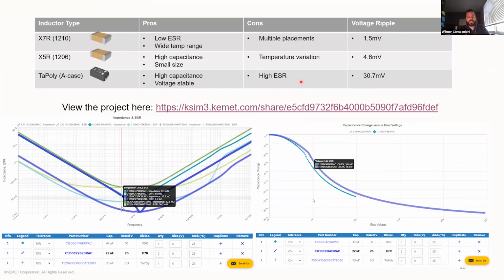Going back to KSIM again, we have several different plot types available, including impedance and ESR that you can see here, as well as capacitance and inductance. When you switch to that capacitance and inductance plot, you can see the estimated amount of ESL. And ESL is one of the things that determine the point of self-resonance.